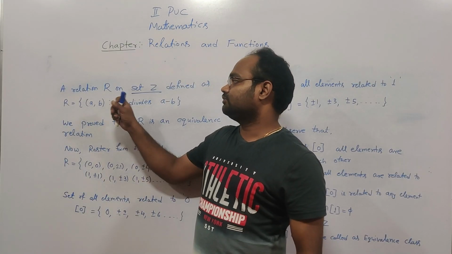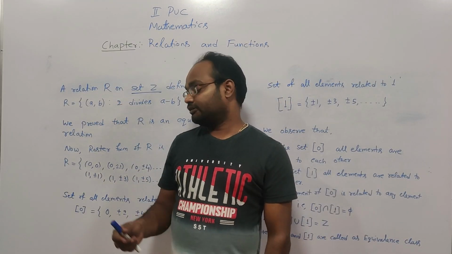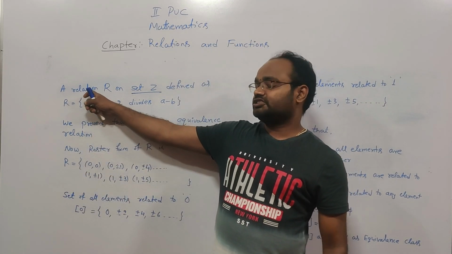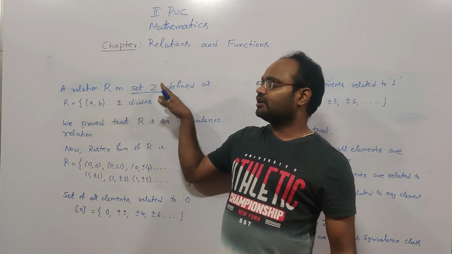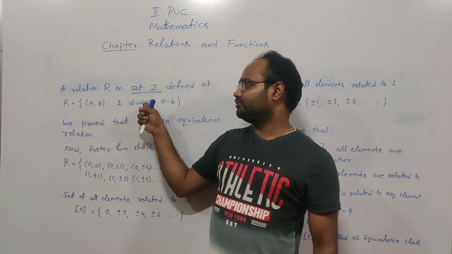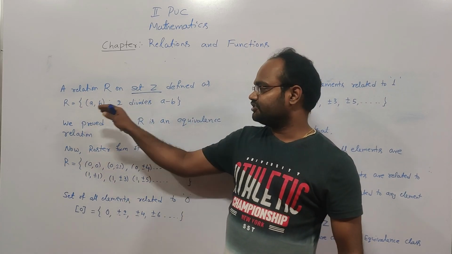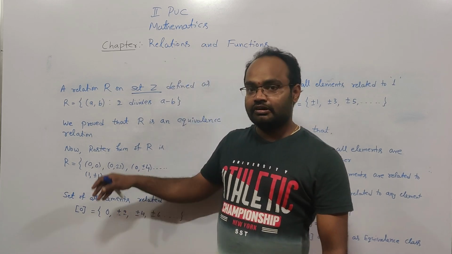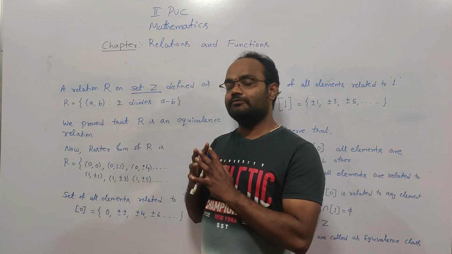Okay, so let us discuss some concepts on the same example. So just now we have proved that the relation R on the set defined by R is equal to (a, b) such that 2 divides a minus b is an equivalence relation. We proved that R is an equivalence relation. Now let us try to write the roster form for a few elements.